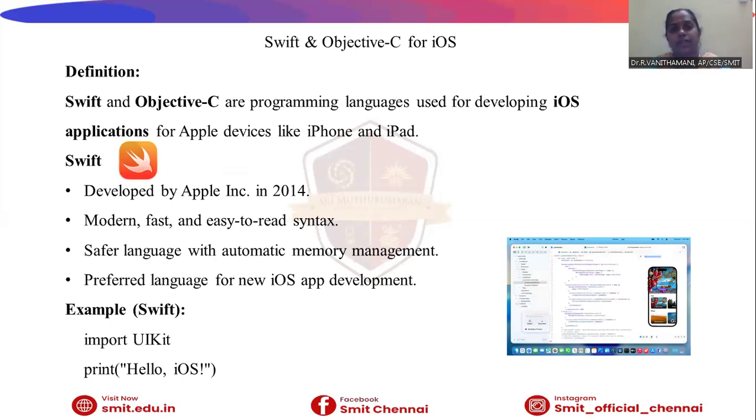That is Swift and Objective-C. Swift is the most popular language, and Objective-C is a lower-level language. Swift and Objective-C are programming languages used for developing iOS applications for Apple devices like iPhone and iPad. Swift was developed by Apple in 2014. It has a modern, fast, and easy to read syntax. So it is a safer language with automatic memory management. It is preferable for new iOS development.